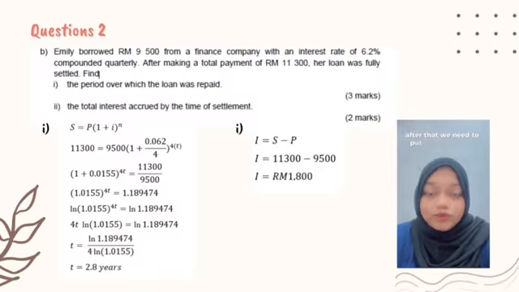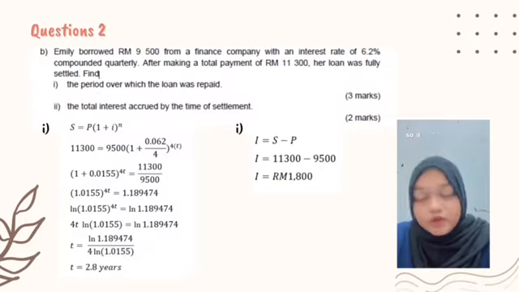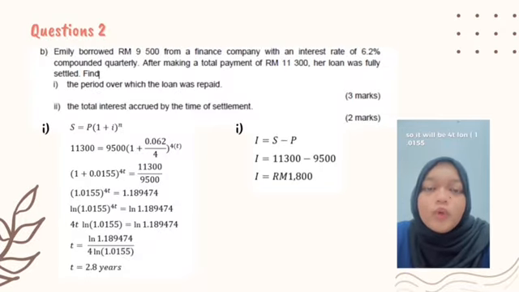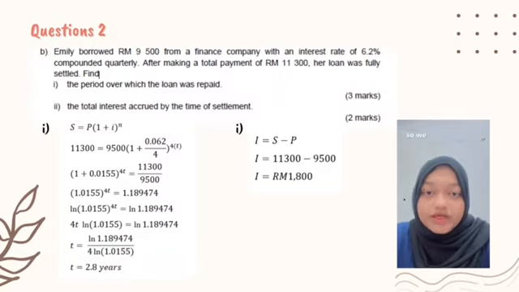After that, we need to put ln in the front. So it will be ln(1.0155)^40 equals ln 1.189474. Then we need to put 40 at the front, so it will be 40 ln(1.0155) equals ln 1.189474.